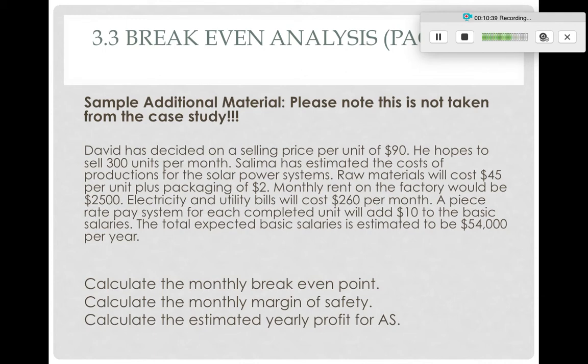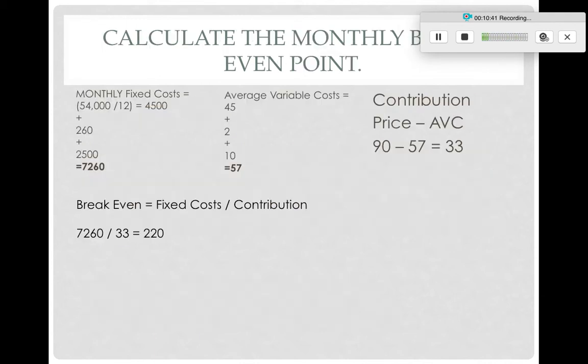Okay, so hopefully you've paused and you've done the calculations yourself. Let's have a look. So, calculating the monthly break-even point. First of all, I want to find my monthly fixed costs. So the monthly fixed costs would take the yearly salary of 54,000 and divide it by 12 to find the monthly, which is 4,500, plus 260 plus 2,500 would give me 7,260 in monthly fixed costs.